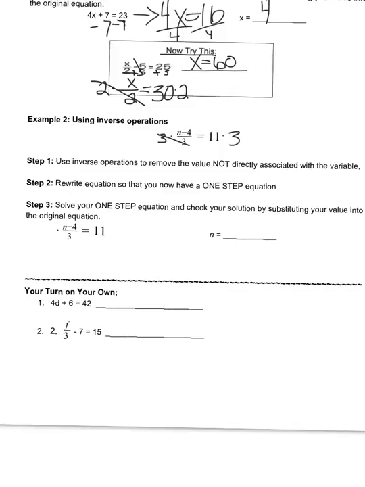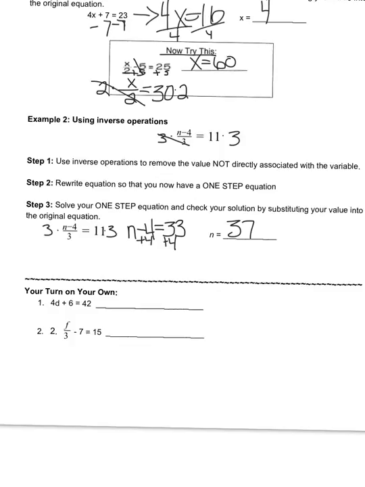So then what I have left, once I've multiplied by 3, is n minus 4 is equal to 33, because that is the product of 11 times 3. And then to solve this, I have n minus 4 equals 33, and the inverse of subtracting 4 is to add 4. Therefore, n is equal to 33 plus 4, which is 37.